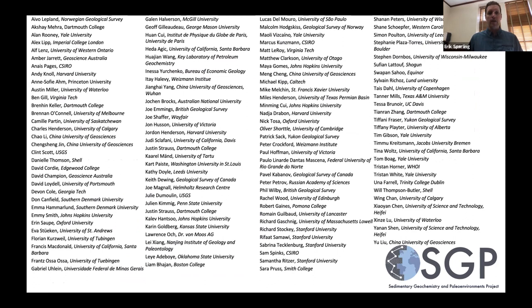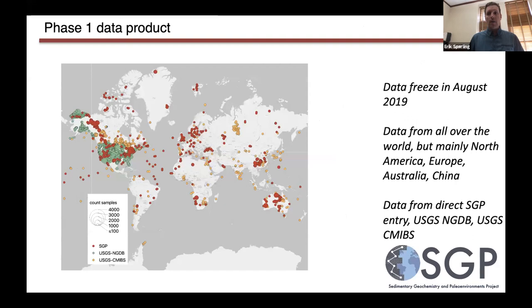And of course, their input is recognized by authorship on our group publications. So we finished our first data freeze in August 2019, and we've been analyzing that. Some of the publications from that have been published. Alex's, for instance, that I'll be talking about today, has been published. Rich's, that he'll be talking about, is still in the process of coming out.